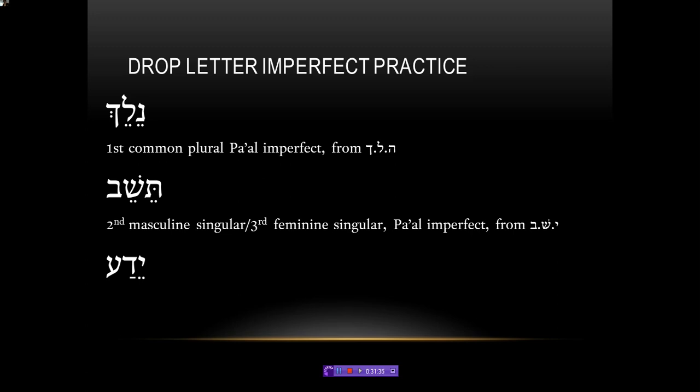So the root here, the yod, has fallen off. Yashav, which refers to sitting or dwelling. So either you will dwell or sit, or she will sit or dwell. Again, the remaining letters are sheen and bait, and the yod has dropped off and been replaced by the tav.